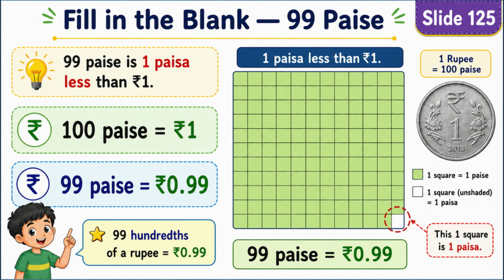Fill in the blank. 99 paise. 100 paise make 1 rupee. 99 paise is just 1 paisa less than 1 rupee. As a decimal, 99 paise is 99 over 100 rupees. So 99 paise equals 0.99 rupees.